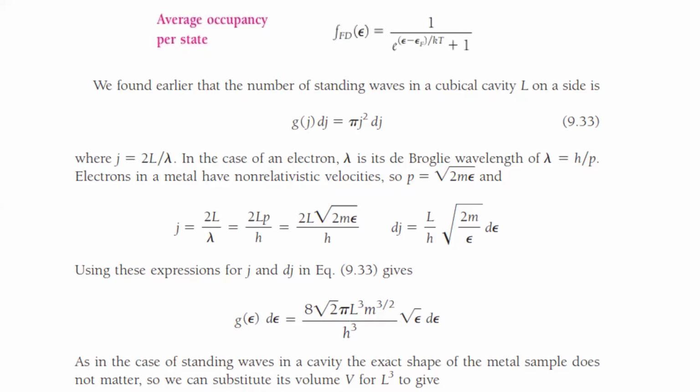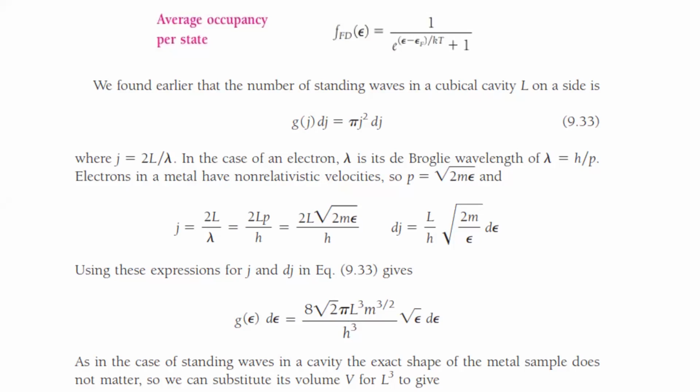That is the case. Please substitute within J is equal to 2L by lambda, the value of lambda, which is equal to h by p, and then substitute in the third step here the value of momentum, and then calculate the derivative dJ. Very good. And these simple mathematics can be then substituted in equation number 33. And what do we get? What do we get? We get g(E) dE.